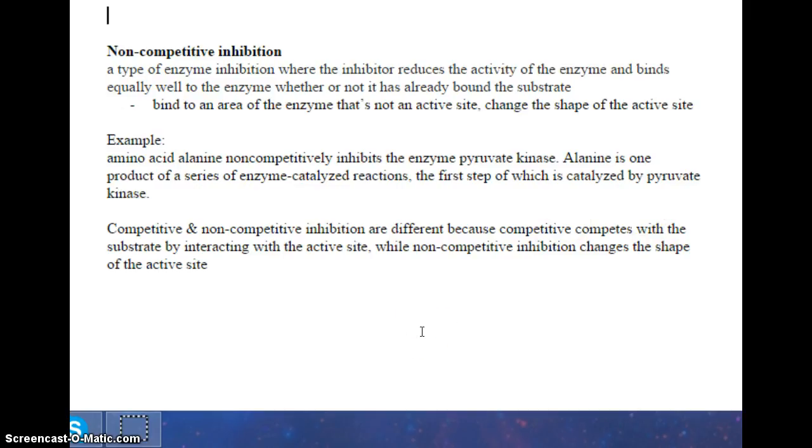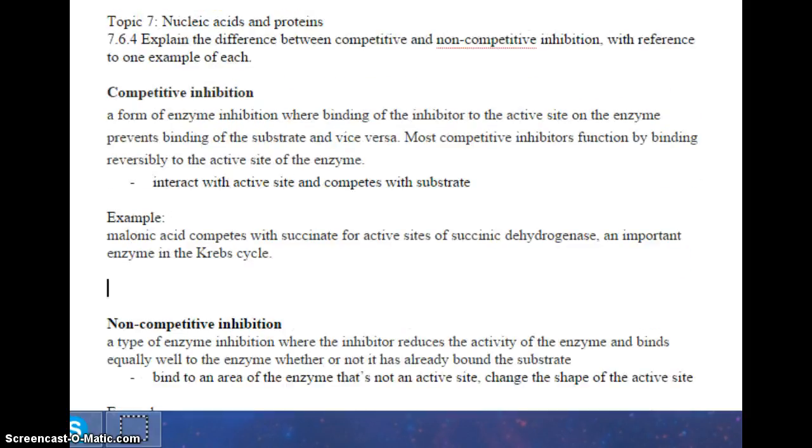So competitive and non-competitive inhibition are different mainly because competitive inhibition competes with the substrate by interacting with the active site, while non-competitive inhibition changes the overall shape of the active site, which is how their names are derived, and that's how you can remember it. So, yeah.